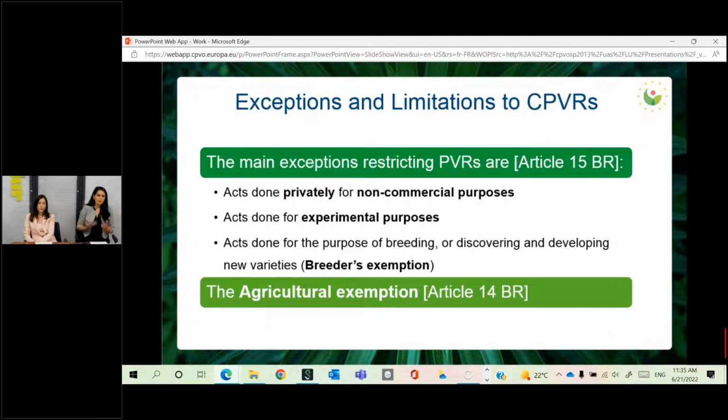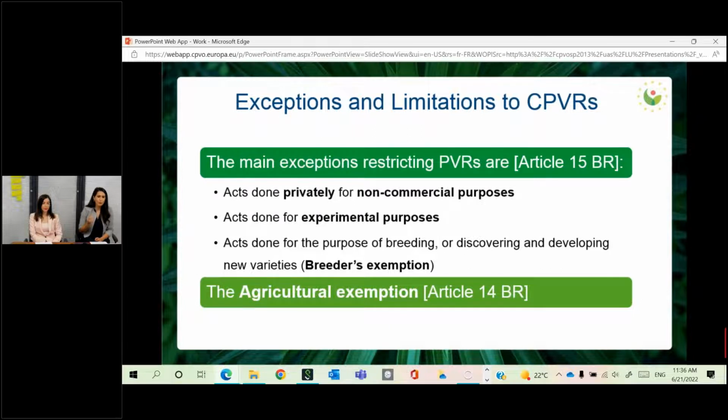Limitation. If you're familiar with other IP rights, you may know that the monopoly is never absolute. There are always some exceptions and limitations. Why is that? Because we still want to protect innovation. We still want to protect the technological progress. And this is why, for instance, we allow the use of a protected variety for experimental purposes. Limitation means very simply that we do not have to request an authorization from the breeder, as we saw in Article 13 of the Basic Regulation before. If we do not have to request an authorization, it means that the breeder cannot ask for royalties.